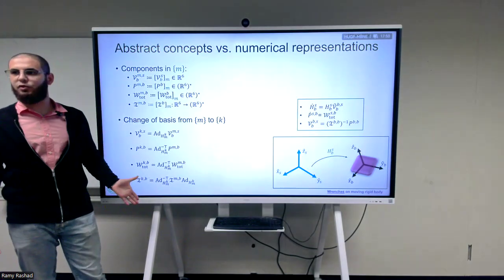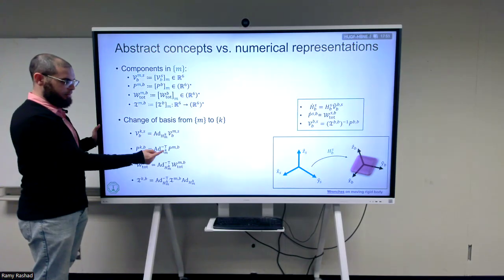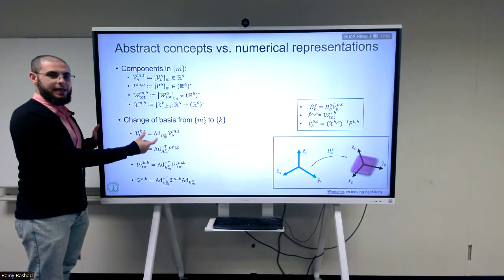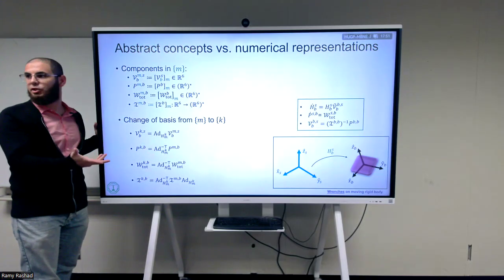And these were their change of coordinates. If you look at them, you find that the V changes coordinates by the adjoint, the P changes coordinates by the inverse transpose of the adjoint. The wrench is exactly the same because it's the same nature.